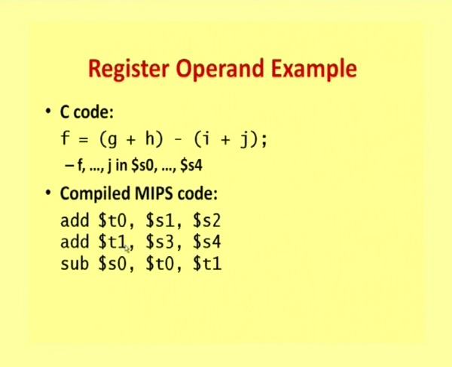These are two temporary values which are used, and now $t1 is subtracted from $t0 and the value is stored in $s0, which corresponds to f. So, sub $s0, $t0, $t1. This is what the corresponding MIPS code for this kind of C code would look like, just to give you a feel of how the assembly will look for a given high level language using the MIPS architecture. So, that is with respect to the register operands.